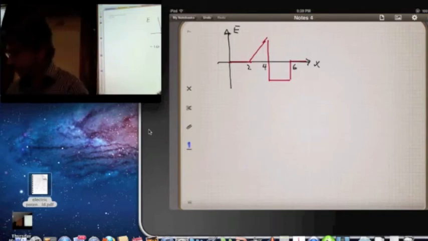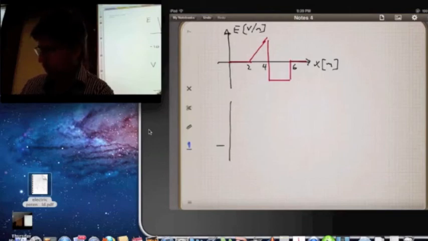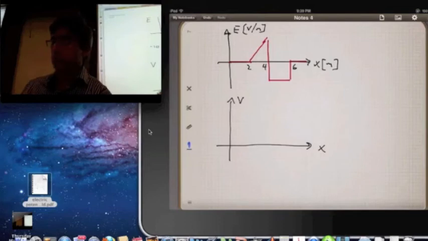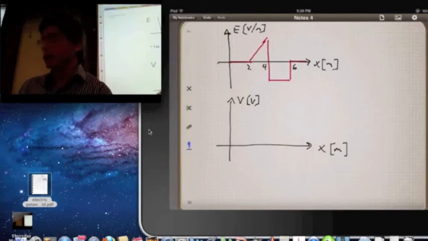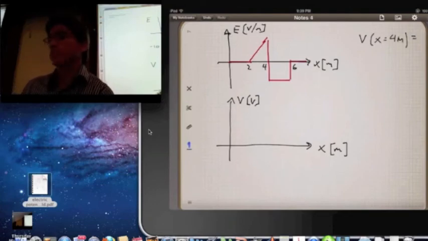Okay, so what is the corresponding plot for potential as a function of x? And this always, if you're going from electric field to electric potential, there's some additional thing that the problem has to tell you, which is what is the potential at some particular point. So in this problem, I'm going to say that the potential at x equals 4, I want that to be equal to 0. Now, why do you have to specify the potential?